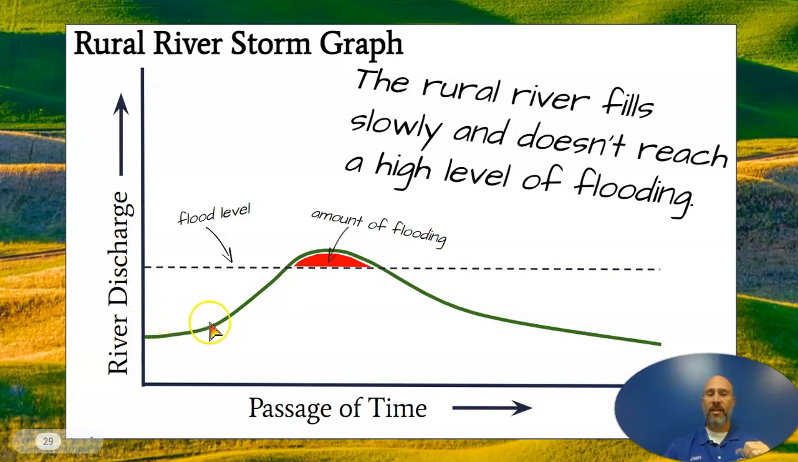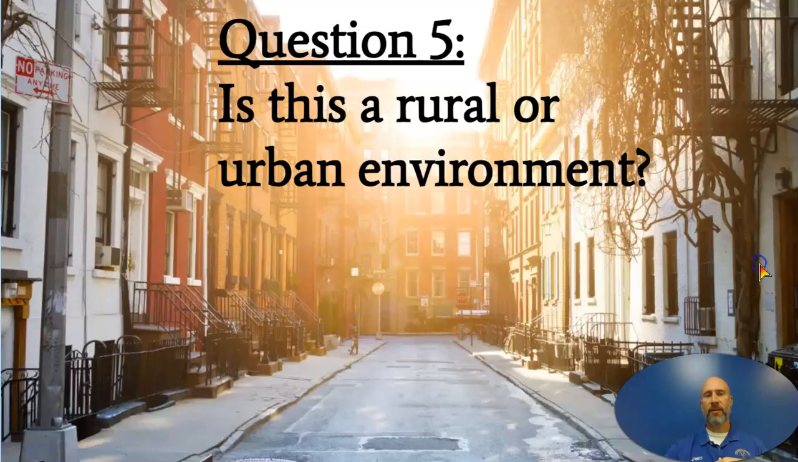After a rain event, it slowly fills the river, and you'll end up with a kind of smaller amount of flooding here, because, again, most of the water is getting held by the land, and it doesn't get to the river quite as fast. All right, now let's move on to the next.